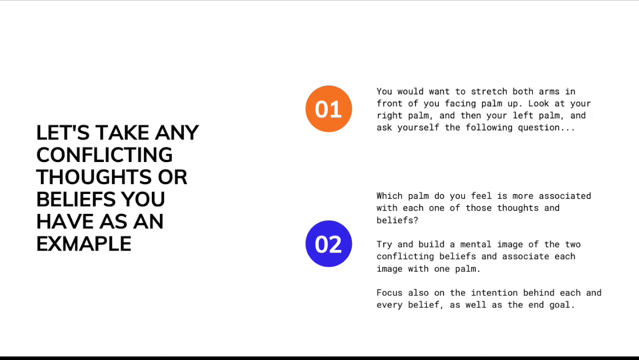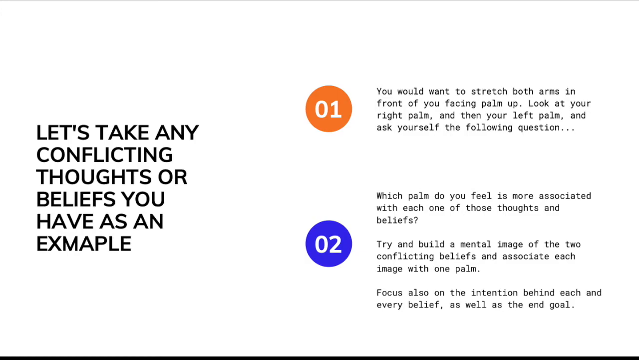So what you'd want to do, to use the system, is stretch out both arms in front of you with your palms facing up. Now, I want you to look at your right palm and then your left palm and ask yourself the following question. Which palm do you feel is more associated with each one of those thoughts and beliefs?